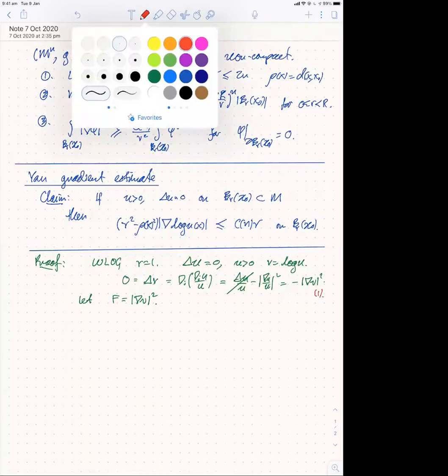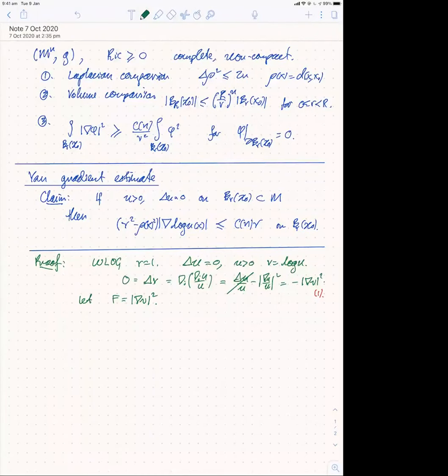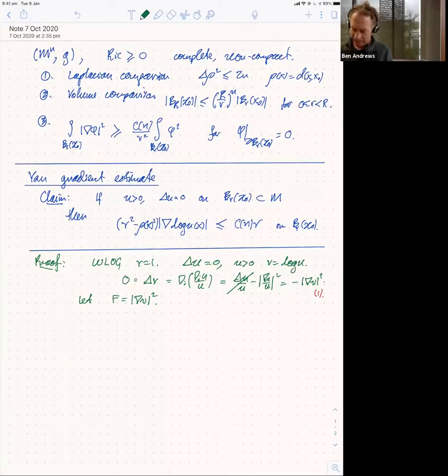Hey Ben, on the left of equation 1, I don't think you want 0 equals Laplace v, right? No, you're right. Thanks. Yeah. All good. It's just computing Laplace v. Thanks.